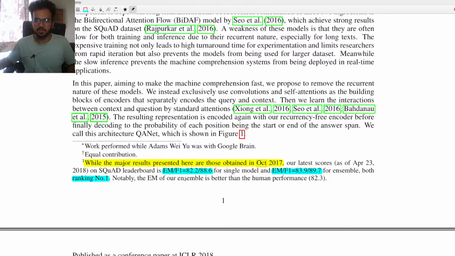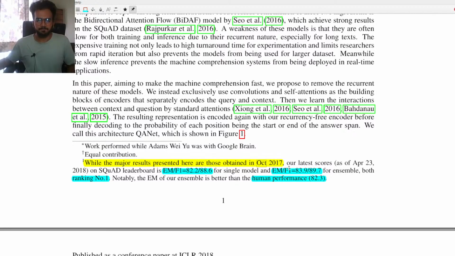Notably, the EM of our ensemble is better than the human performance of 82.3. EM stands for exact match. F1 score is the harmonic mean of precision and recall. The exact match metric for human performance is 82.3, and their single model is just on par. It misses by 0.1%, and their ensemble beats it by more than 1%, about 1.5%.